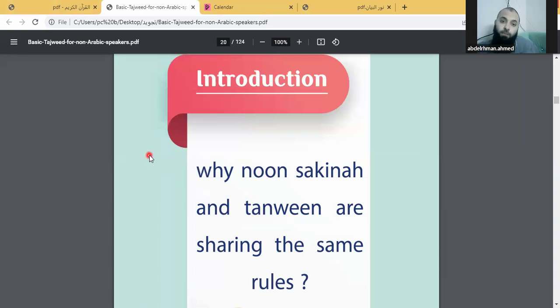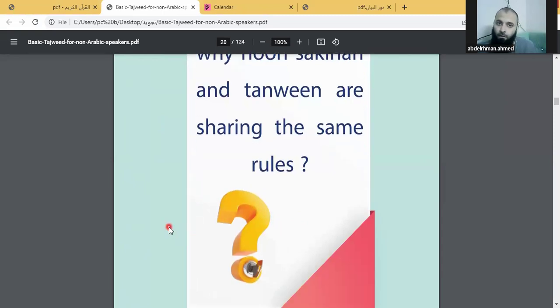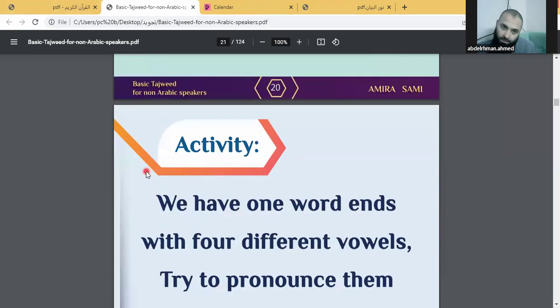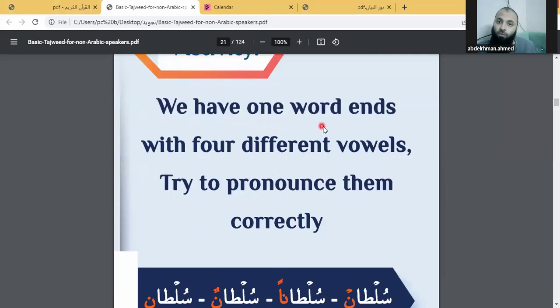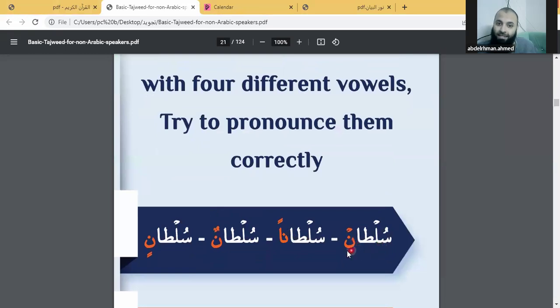The question says, why are noon sakina, or sukun, and tanween sharing the same rules? Why are they sharing the same title, rules of noon sukun and tanween? Can you think? Let's check this example. We have one word that ends with 4 different vowels. Try to pronounce them correctly. Here I have a word ending with noon sukun. Here, tanween fatha, double fatha. Here tanween dhamma. Here tanween kasra. Okay, how do you read this?